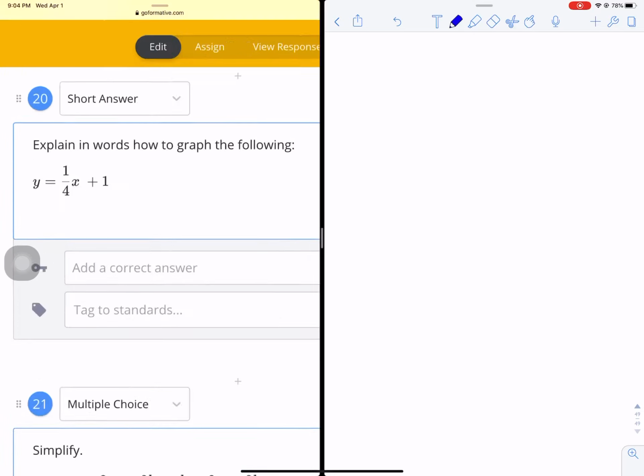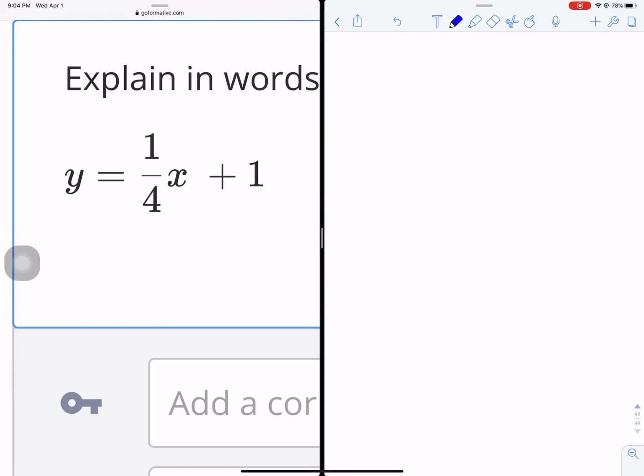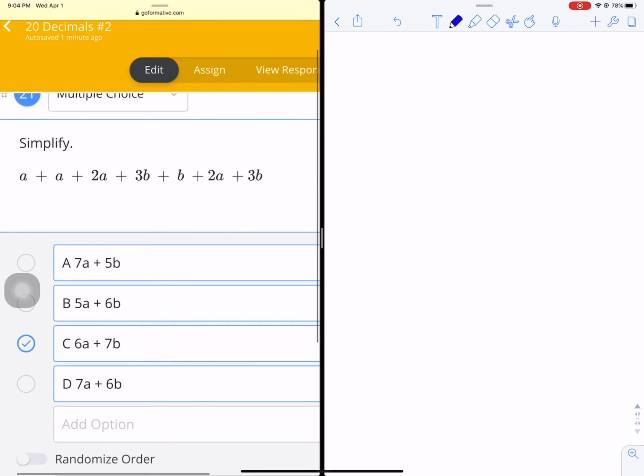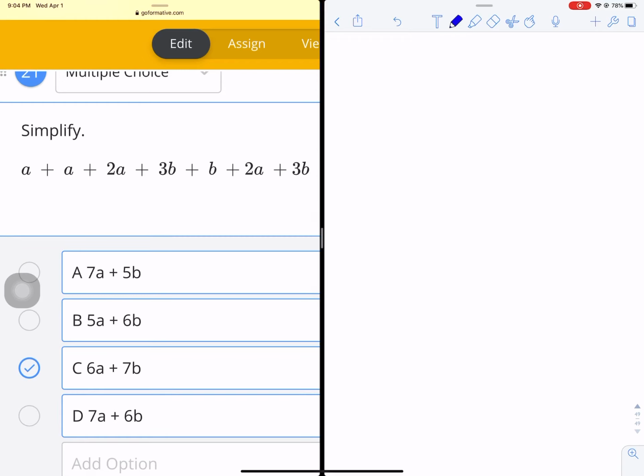How do I explain this in words? Start at 1 on the y-intercept, then go up 1/4. Start at 1 on the y-intercept, go up 1/4. And this one, remember, the only letters that can add are the same letters. So a plus a is 2a, 2a plus 2a is 4a, 4a plus 2a is 6a. And that's it for the a, 6a. That's why 6a is in my answer.